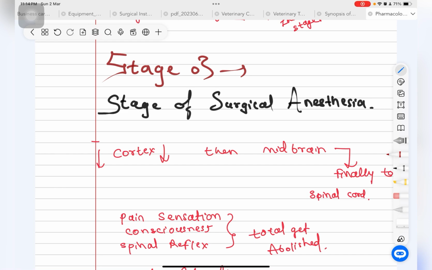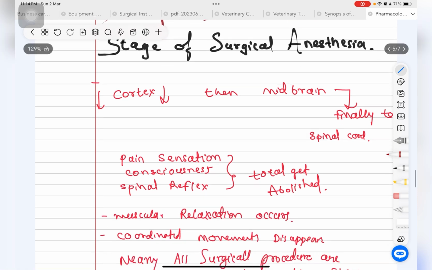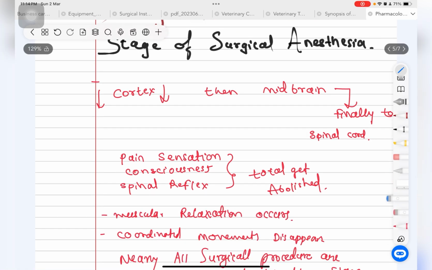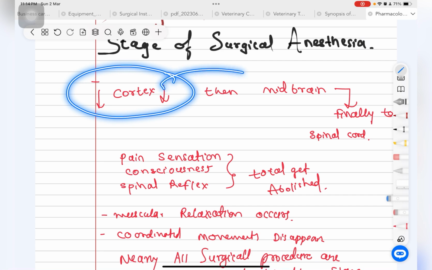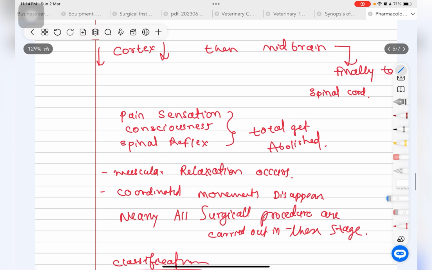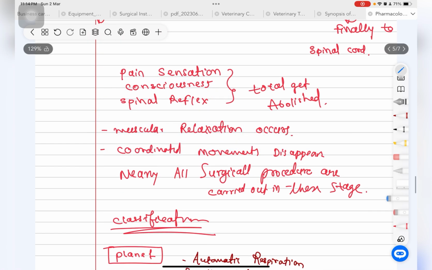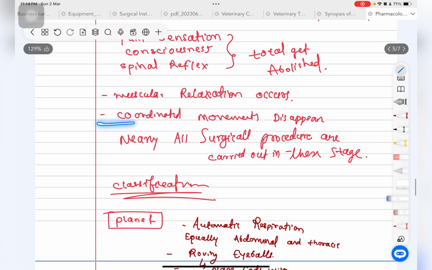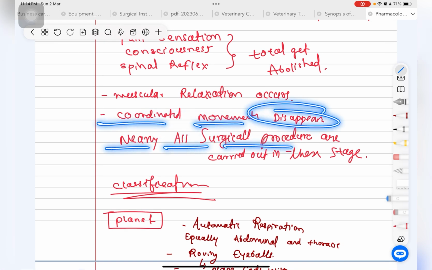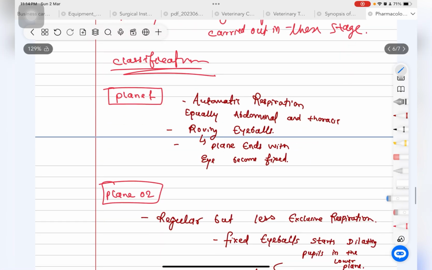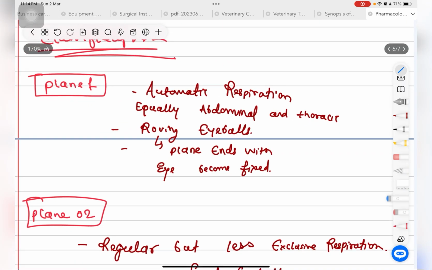Now stage 3 of general anesthesia, also known as the stage of surgical anesthesia. This begins with the depression of the cortex, which proceeds through the depression of the midbrain and finally to the depression of the spinal cord. The pain sensation, consciousness, and spinal reflex get totally abolished. Then muscular relaxation occurs in this stage, and coordinated movements disappear. Nearly all surgical procedures are carried out in this stage. This stage 3 is further classified into four planes: plane 1, plane 2, plane 3, and plane 4. Now we will discuss them one by one.